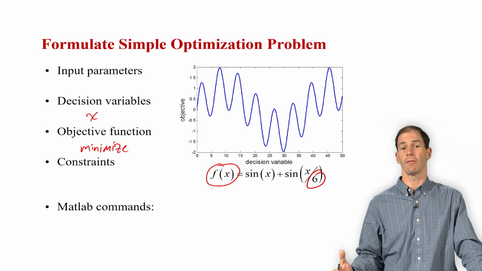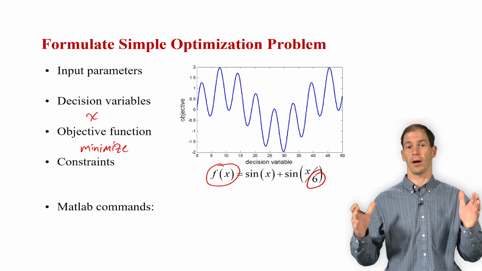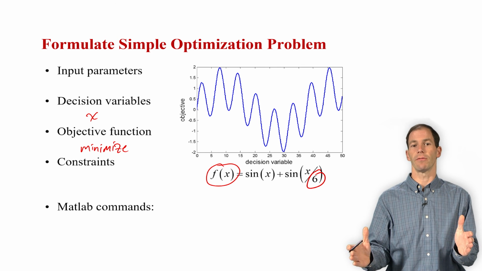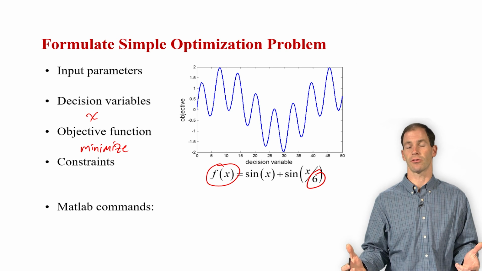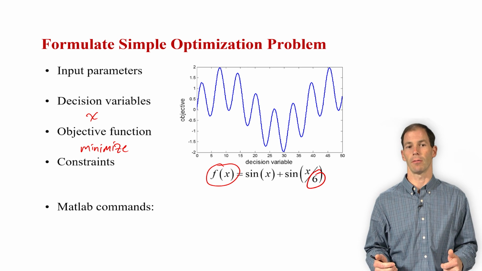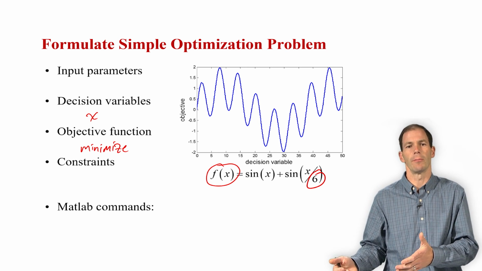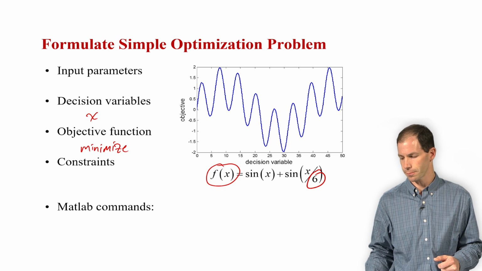And then I can have constraints as well. These constraints might be on the bounds of the decision variables, so this might be from 0 to 50. I could also have additional constraints that could be imposed on the problem based on, perhaps, a minimum transmission angle or other things like that.